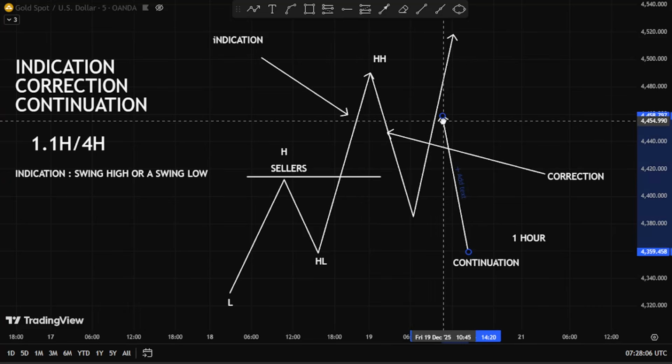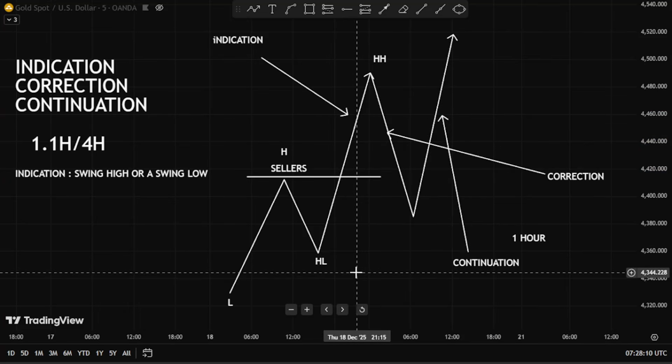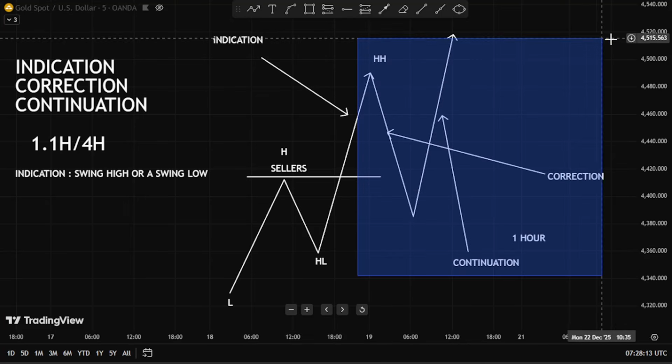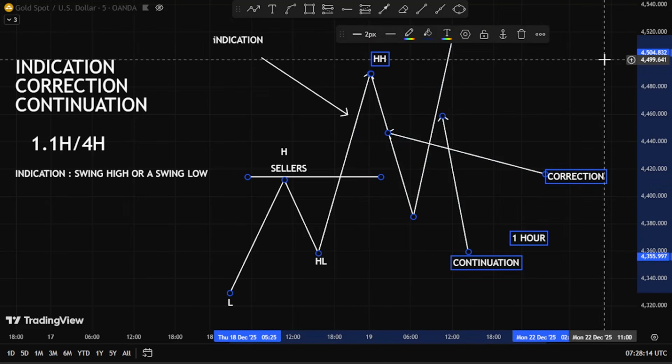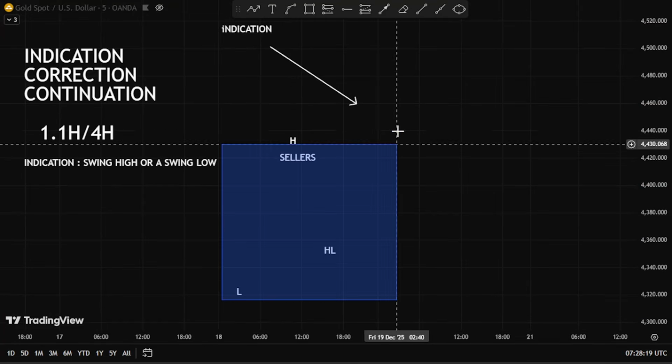Now I'm going to be breaking it down much further. Normally we combine the movement of the higher time frame with the movement of the lower time frame when you're looking at ICC. So let me clear this for you.